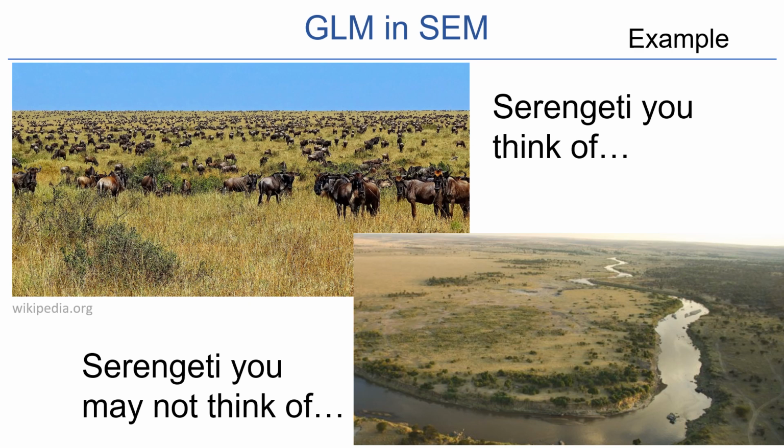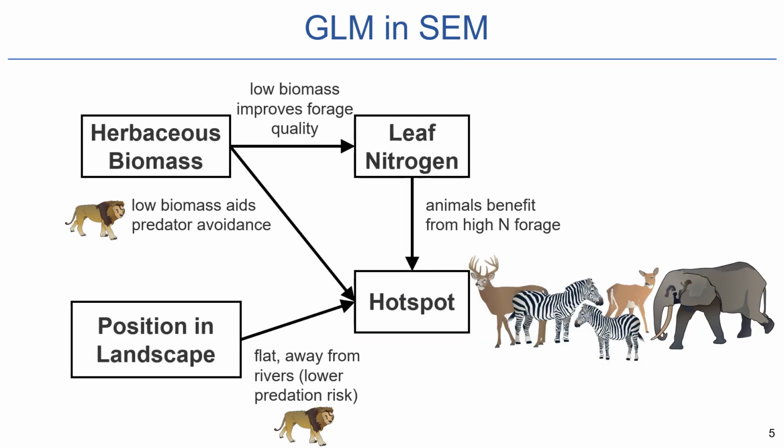And the idea is that it's true, Serengeti looks like the second picture, but there are hotspots of biodiversity of herbivores. And the idea of the study was to understand why these hotspots appear and what controls them. And here is a hypothetical model of the study. Hotspot is the main response variable here, which shows us whether these study plots are hotspots of biodiversity or are not hotspots of biodiversity.